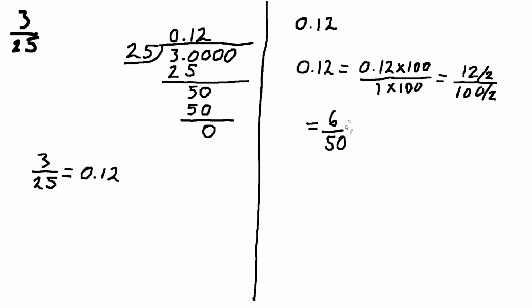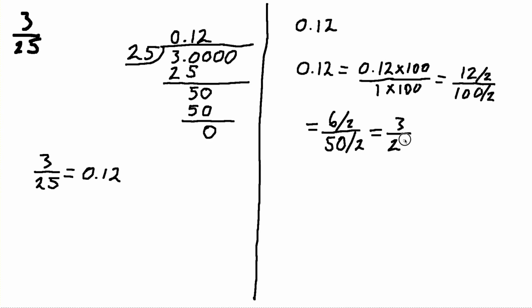And we can take this further. So we can notice that both numbers are divisible by 2. So we divide by 2 again. And we get 3/25. Now this brings us back to the fraction that we started with. So now we know both how to go from the decimal to the fraction, and the other way around, from the fraction to the decimal.